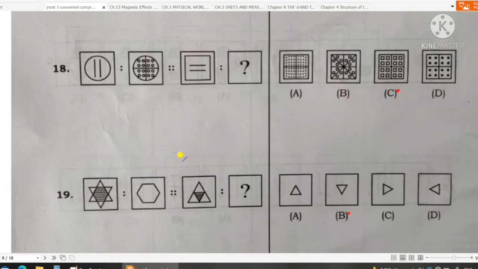So same question, then you can see here this question figure, this figure is related with this figure. So in the same way this figure will be related with this figure coming in this question mark space. So you can see here the answer is second option.